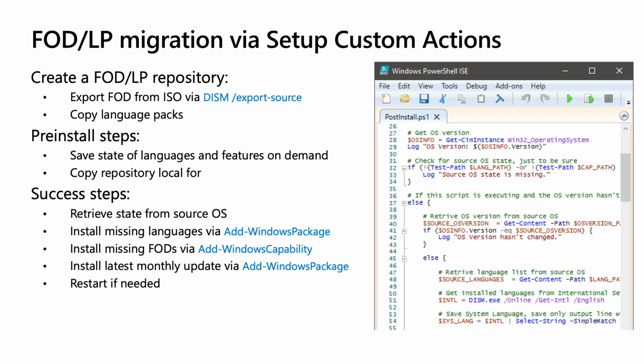This script will run once on a back office machine, not on the Windows 10 device that is being updated. The second script will run on the device before installation begins. It will save the state of languages and features on demand that are installed. It will also copy a subset of the repository locally to use for installation. This will reduce the network traffic to the device. The third script will retrieve the state from the source OS and install missing languages and FODs. Lastly, it will install the monthly update and restart if needed.